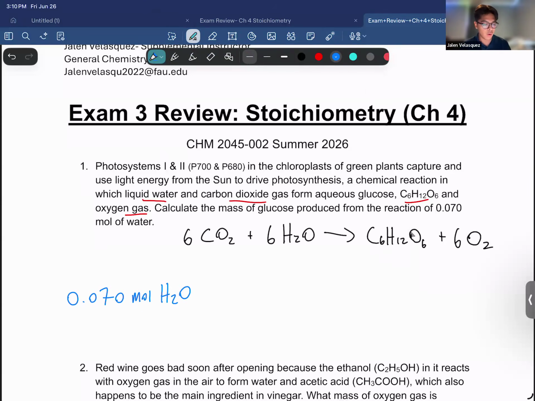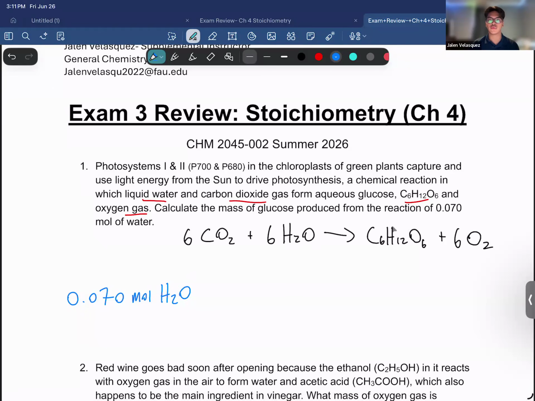Hopefully you know that from watching the lecture videos and your discussion with the LA, the only quantity that can interrelate these different chemical species is the mole, right? So I'm starting in the moles of water. I want to end up with the mass of glucose. So I can't go straight from moles of water to grams of glucose. I have to go from the moles of water first, then to the moles of glucose, and then to the grams, right?